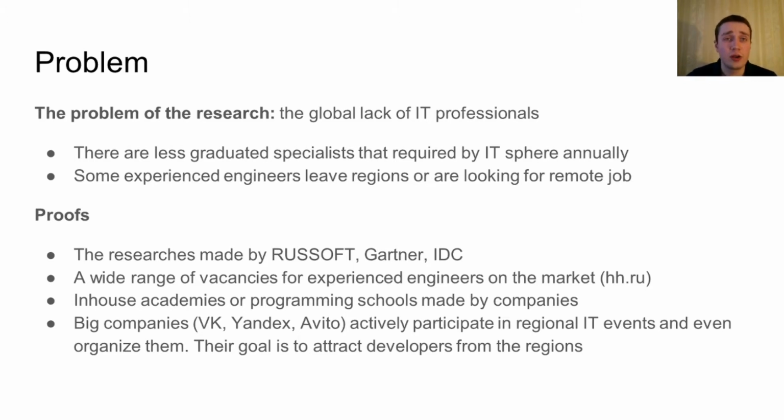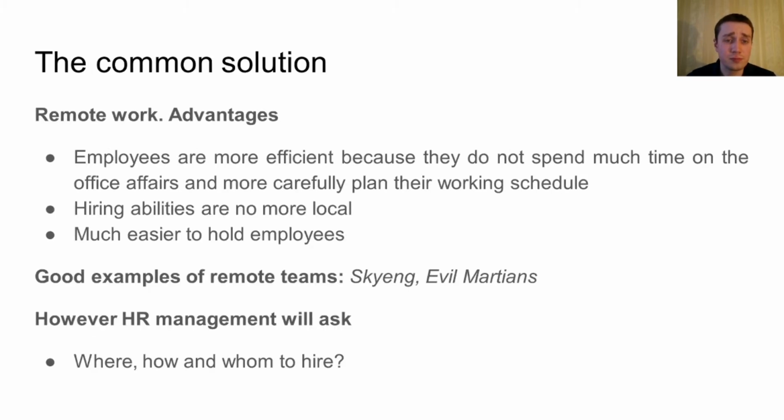Fact number 3. Many companies try to get new specialists by opening their own in-house programming schools and academies, and are ready to teach people who are even absolutely new in programming. That's how the situation is getting worse. Fact number 4. Big companies like VK, Yandex, Avito actively participate in the regional life of the IT sector and even organize regional IT events. Their hope here is to pull developers out of the regions because their capital suffers the same problem, the shortage of good developers.